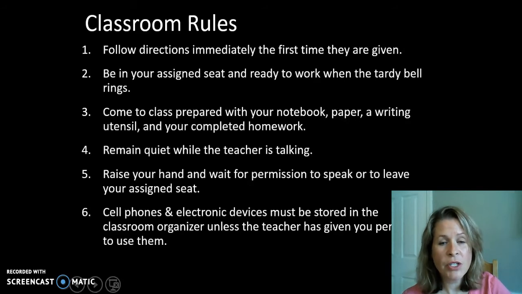Number 5 is to raise your hand, which is particularly important during discussions so that we're taking turns and not talking over each other. But also, if you're going to get up and leave your seat, I need to know what kind of a mission you're on. So let me know where you're headed if you need to leave your seat. Raise your hand and let me know.